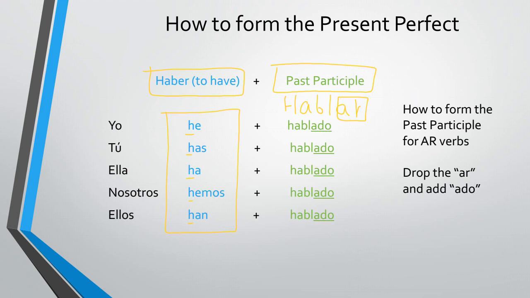So if I wanted to say I have talked, I would say yo he hablado. If I want to say you have talked, tú has hablado. She has talked, ella ha hablado. We have talked, nosotros hemos hablado. And they have talked, ellos han hablado.